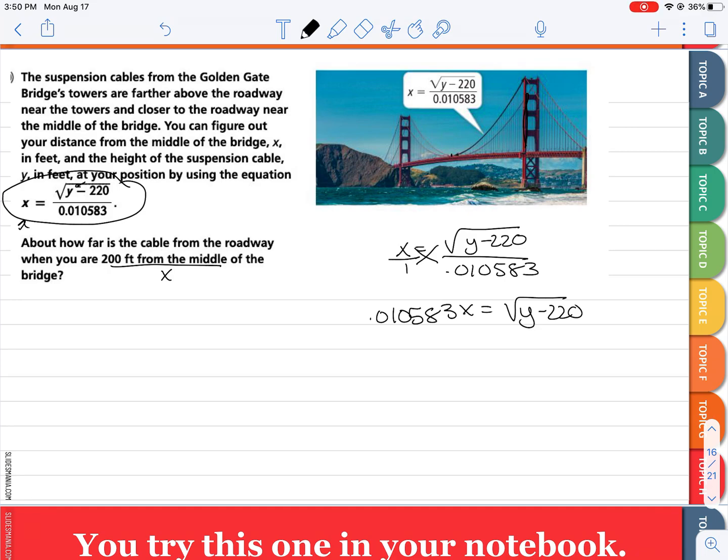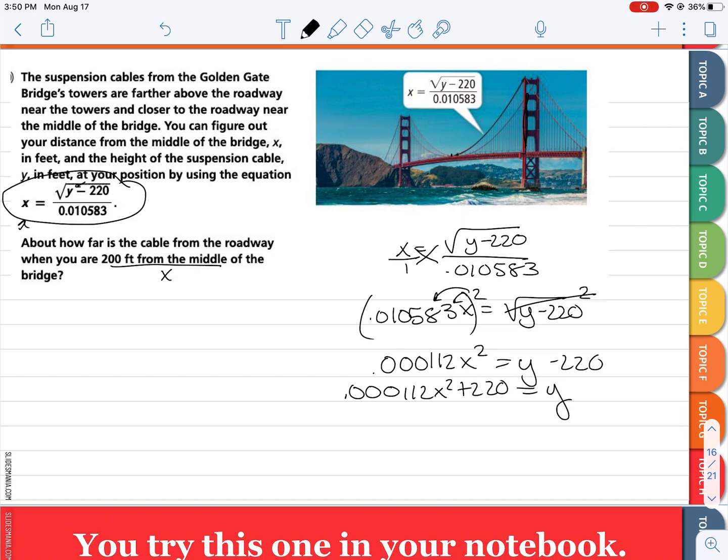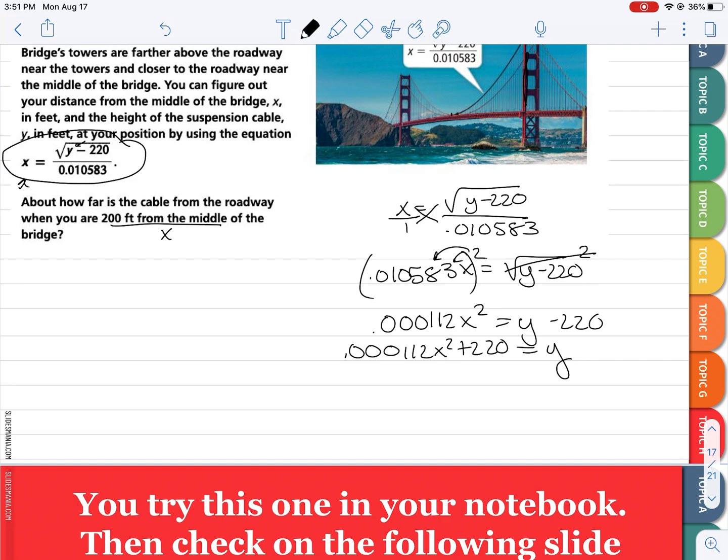Now that I've isolated the radical, I want to undo the radical symbol. So since this is a square root, I'm going to square both sides. Now the problem is on the left side, you do have to square that whole number. So you have to square the 0.010583, and you have to square the x. If we square both of those, we get 0.000112. Over here, the square and the square root undo each other. And if we solve that for y, we add over the 220.